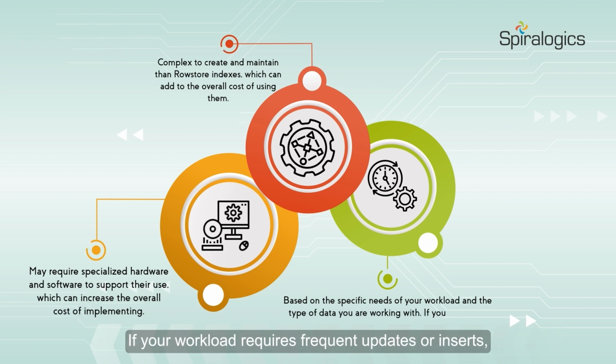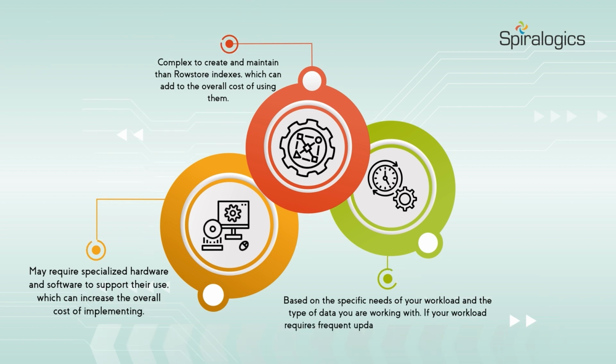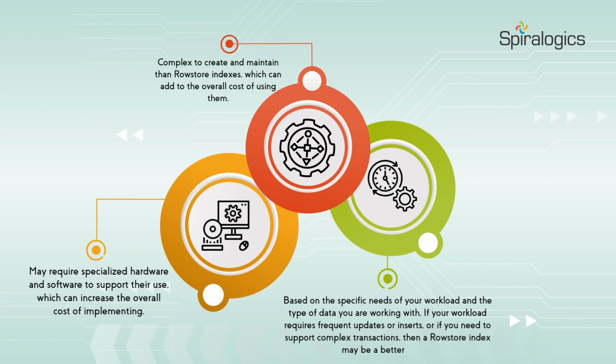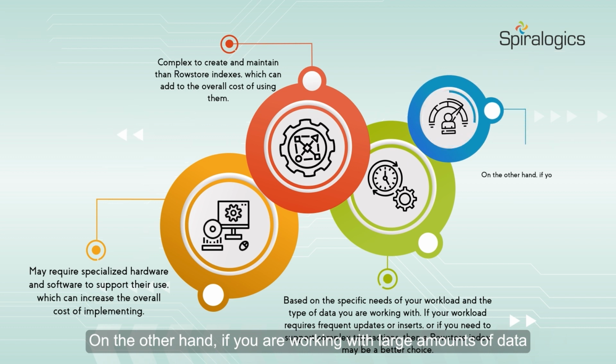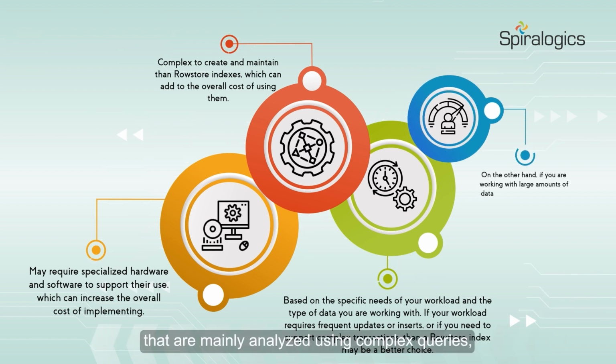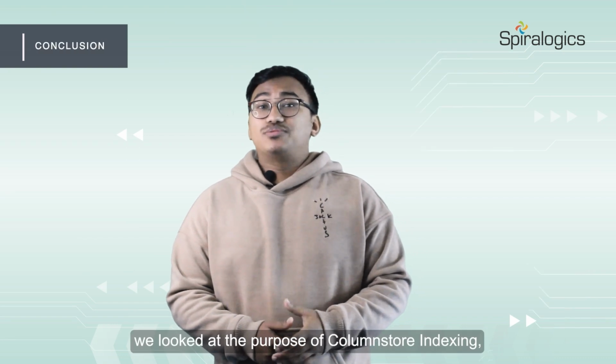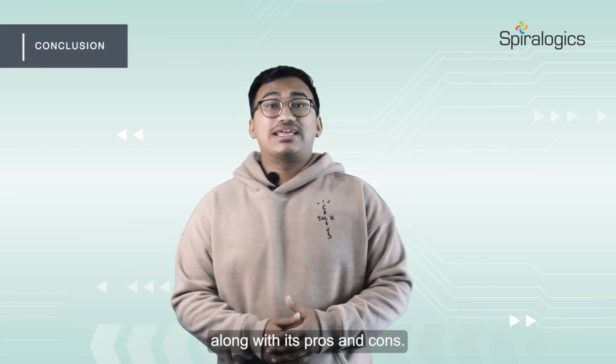If your workload requires frequent updates or inserts, or if you need to support complex transactions, then a row store index may be a better choice. On the other hand, if you are working with a large amount of data that is mainly analyzed using complex queries, then a column store index may provide significant performance benefits. In this video, we looked at the purpose of column store indexing along with its pros and cons.